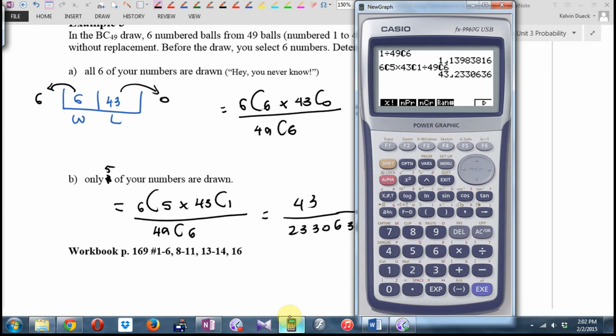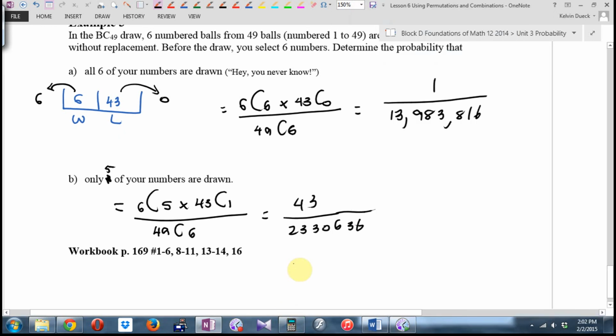Is that right? 2330636. Then you could figure out 4 numbers, and then I think the last that they give you like a free play or something is with 3 numbers.